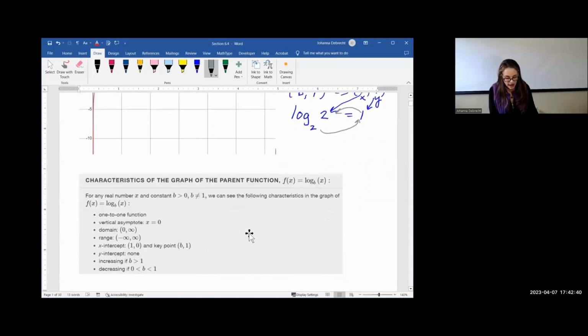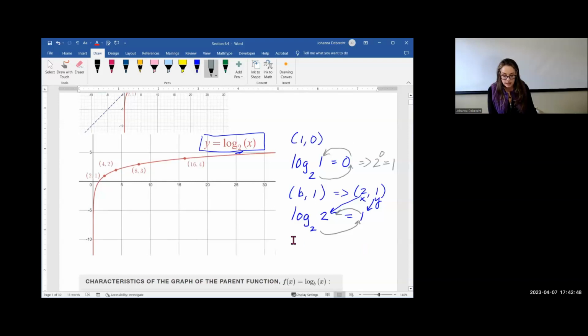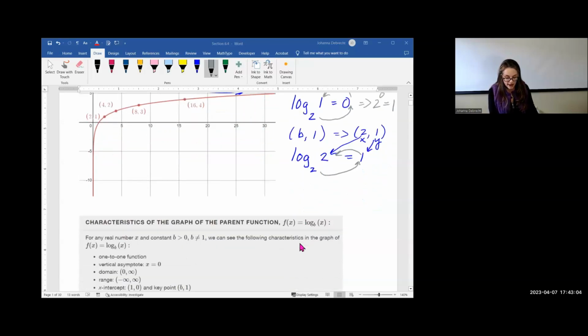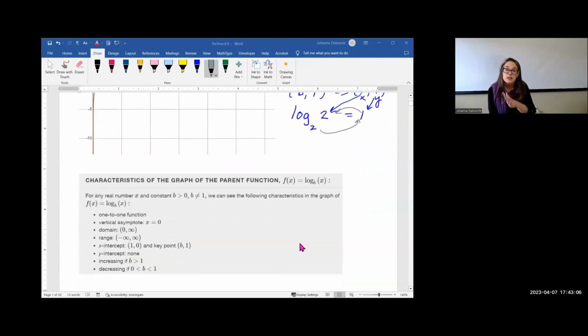Now, the last two characteristics that we want to talk about is that there's no y-intercept because, again, the answer part in the logarithm equation cannot be 0. We're taking a positive number and raising it to a power. And so because we take this positive to a power, we can't get 0 here for the answer. So we're not going to have any y-intercepts unless we shift it to the left.